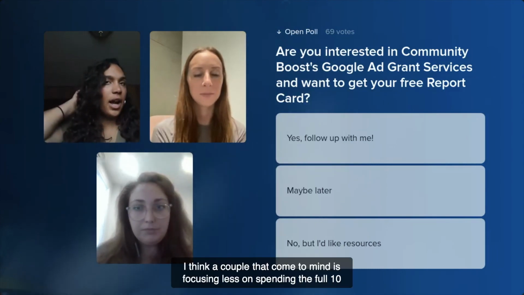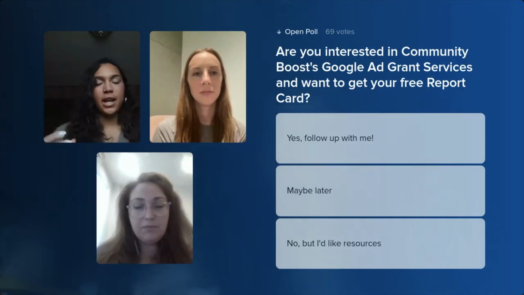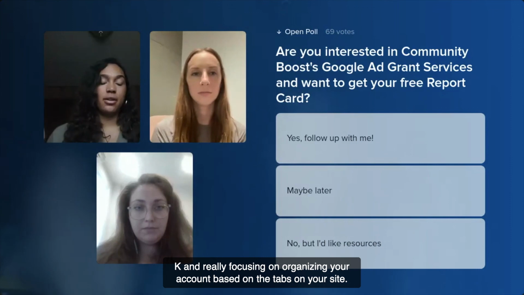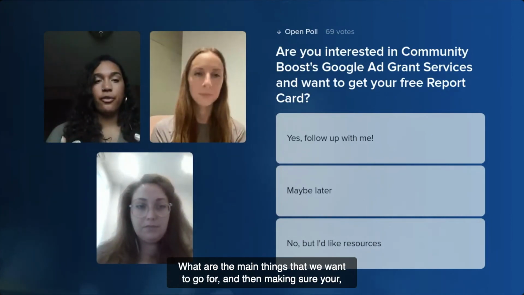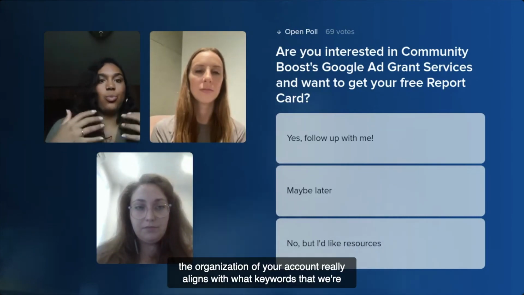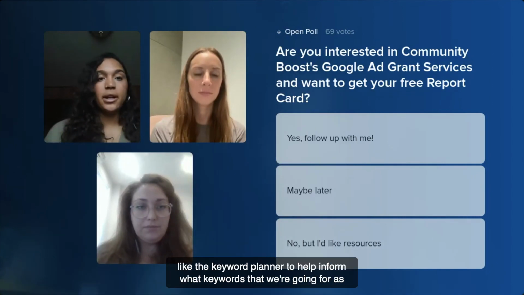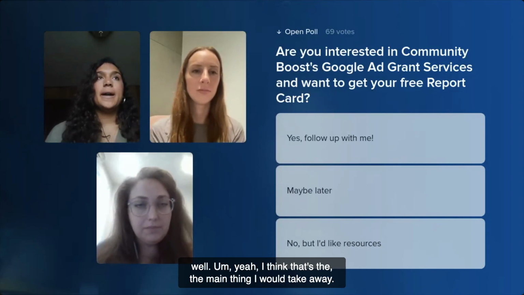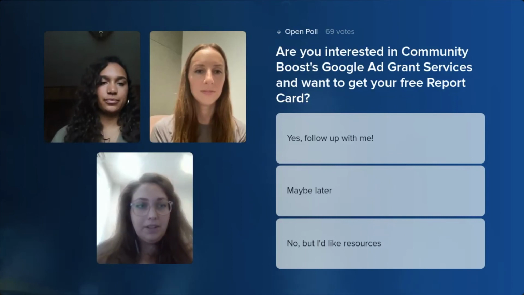Yeah, I think a couple that come to mind is focusing less on spending the full 10K and really focusing on organizing your account based on the tabs on your site, right? And really thinking through what are these calls to action, what are the main things that we want to go for, and then making sure the organization of your account really aligns with what keywords we're going for. And using the free tool like the keyword planner to help inform what keywords we're going for as well. Yeah, I think that's the main thing I would take away.